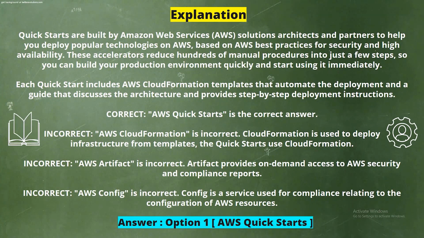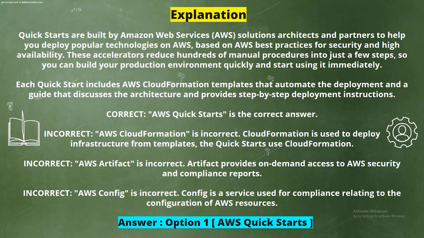Explanation. Quick Starts are built by Amazon Web Services, AWS, solutions architects and partners to help you deploy popular technologies on AWS, based on AWS best practices for security and high availability. These accelerators reduce hundreds of manual procedures into just a few steps, so you can build your production environment quickly and start using it immediately. Each Quick Start includes AWS CloudFormation templates that automate the deployment and a guide that discusses the architecture and provides step-by-step deployment instructions. Correct. AWS Quick Starts is the correct answer.